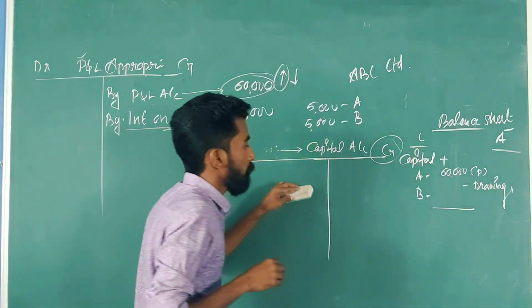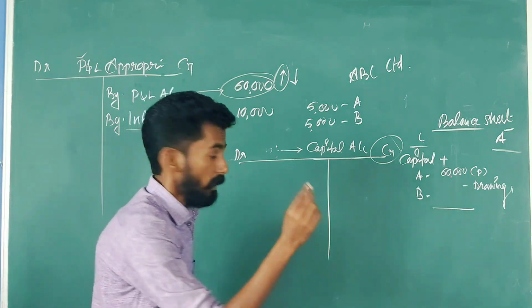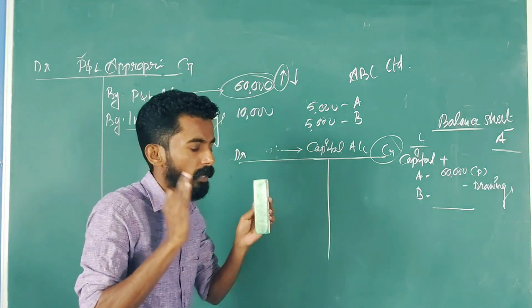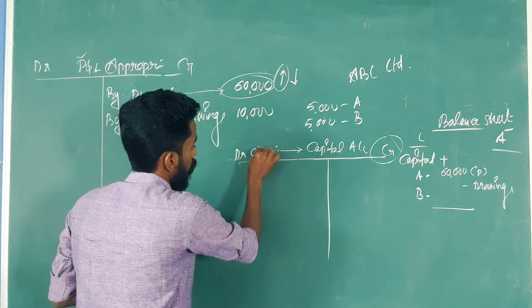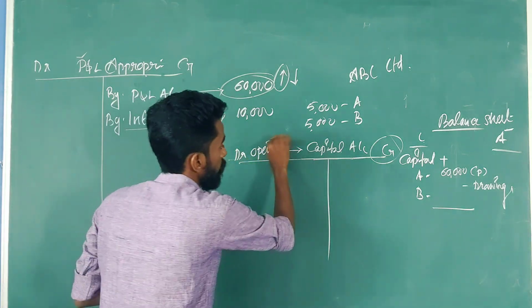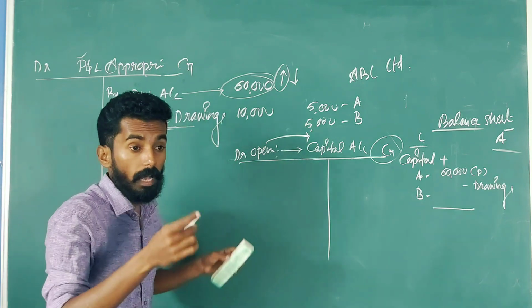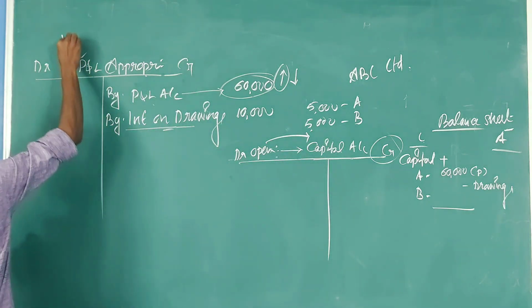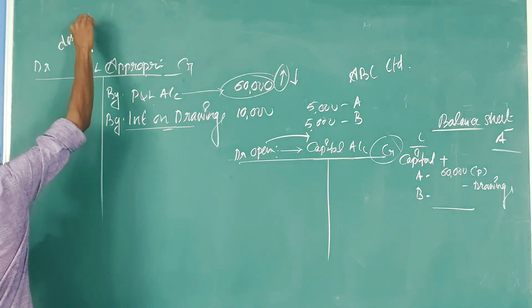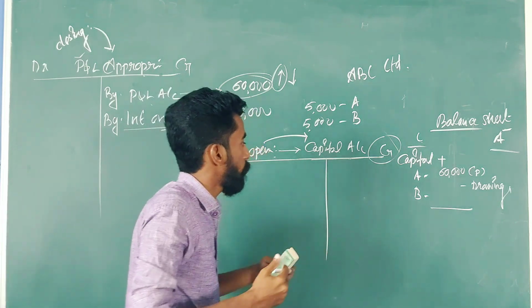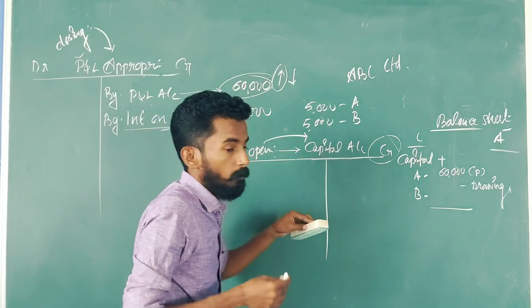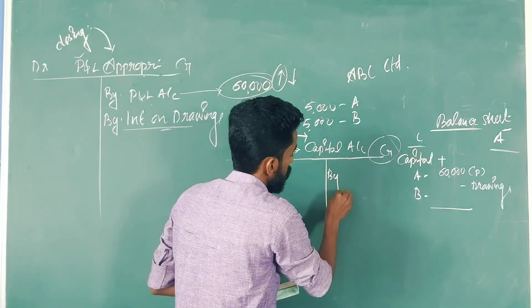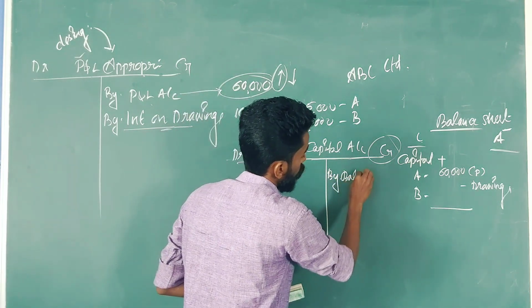So here capital account shows which balance? Credit balance. This point you have to keep in mind always. Hereafter we are going to connect all the opening journal entries with which account? Capital account, and all the closing entries are connected with profit and loss appropriation account. Now we can see what the difference is going to be in the capital account. So capital account shows credit balance. So by balance carried on or brought down?